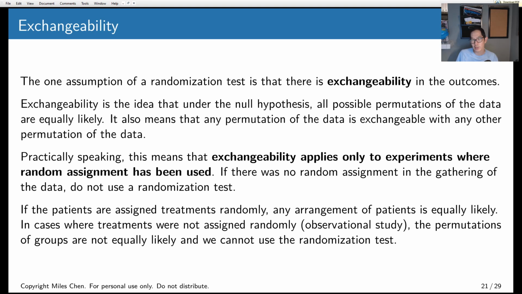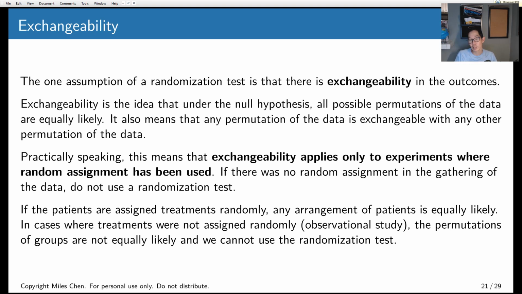And the reason why you can apply exchangeability to random assignment is just that if the patients are assigned treatments randomly, then you could just imagine if somebody ran the experiment on another day and just clicked the randomize button, and you end up with a different arrangement. Person number one ended up in the treatment group in one run, and then on another day, if they did the random assignments again, person number one could end up in the control group, right?